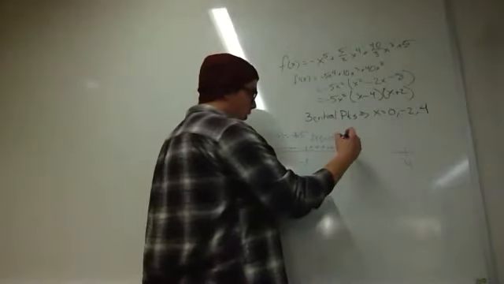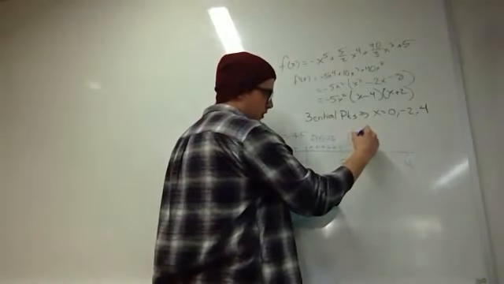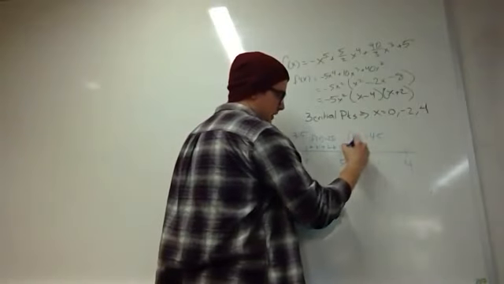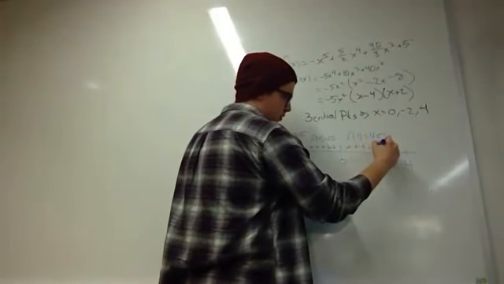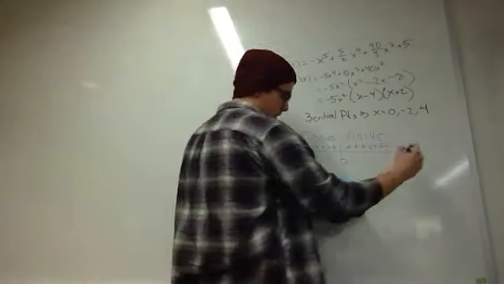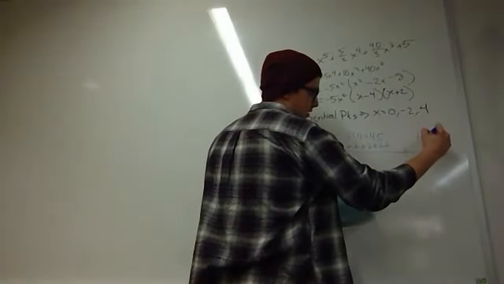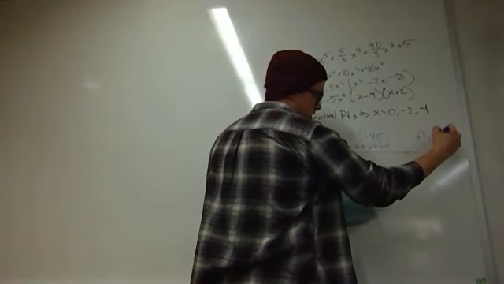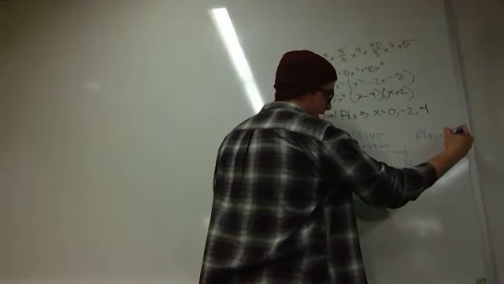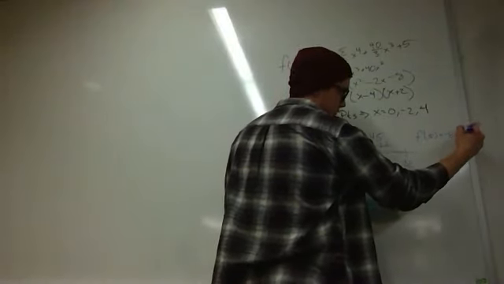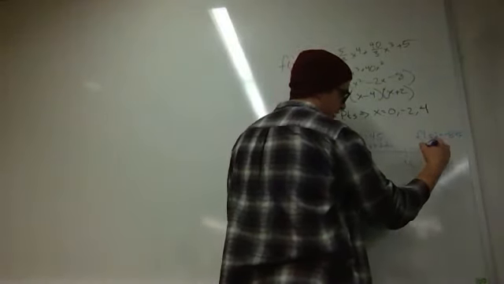If we plug in 1, f prime of 1, we get 45, so that's positive. And then if we plug in f prime of 5, which is out here, we get negative 875. So we're going to be negative.